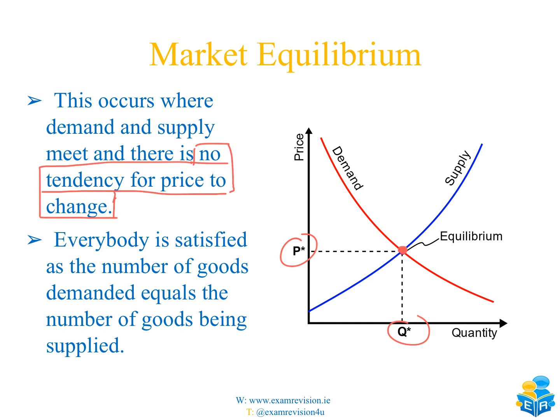So what does that actually mean? Okay, no tendency for price to change means that pretty much everyone is satisfied. Okay, the number of goods demanded equals the number of goods being supplied. Alright, so everybody's happy, both suppliers and consumers. Okay, and obviously that doesn't always happen in real life, hence the questions you're going to get.